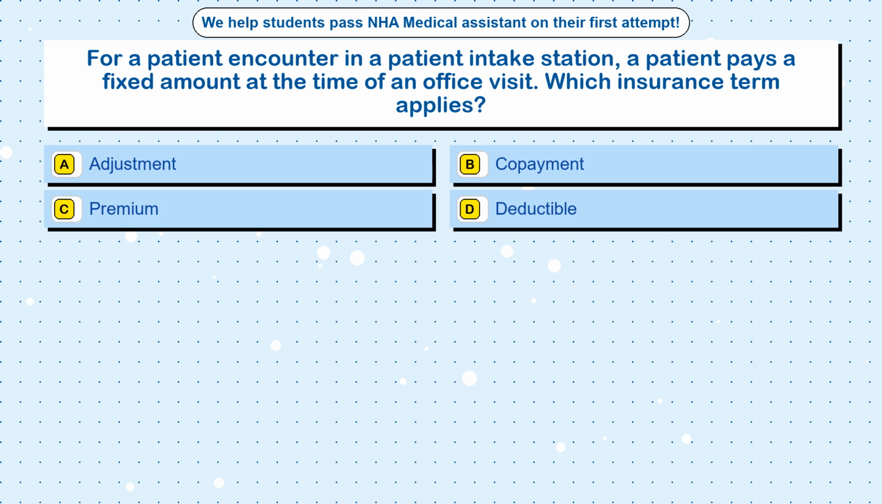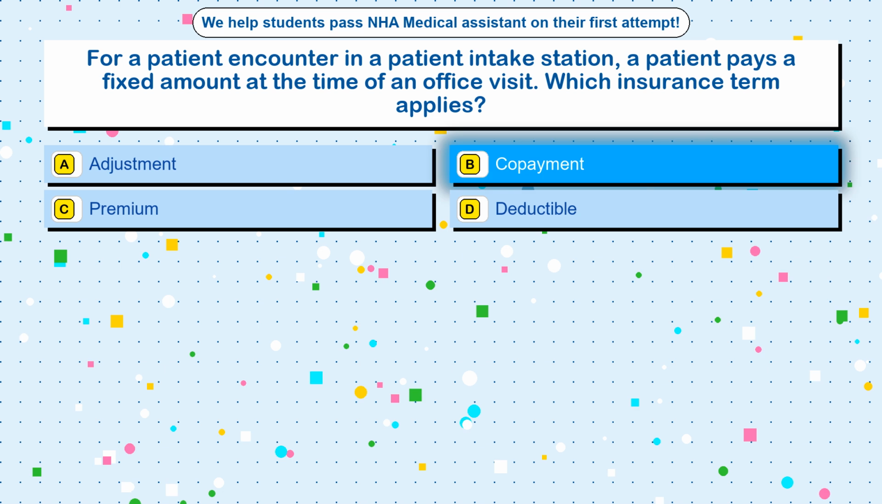Question 29. For a patient encounter in a patient intake station, a patient pays a fixed amount at the time of an office visit. Which insurance term applies? Option A, adjustment. Option B, copayment. Option C, premium. Option D, deductible.